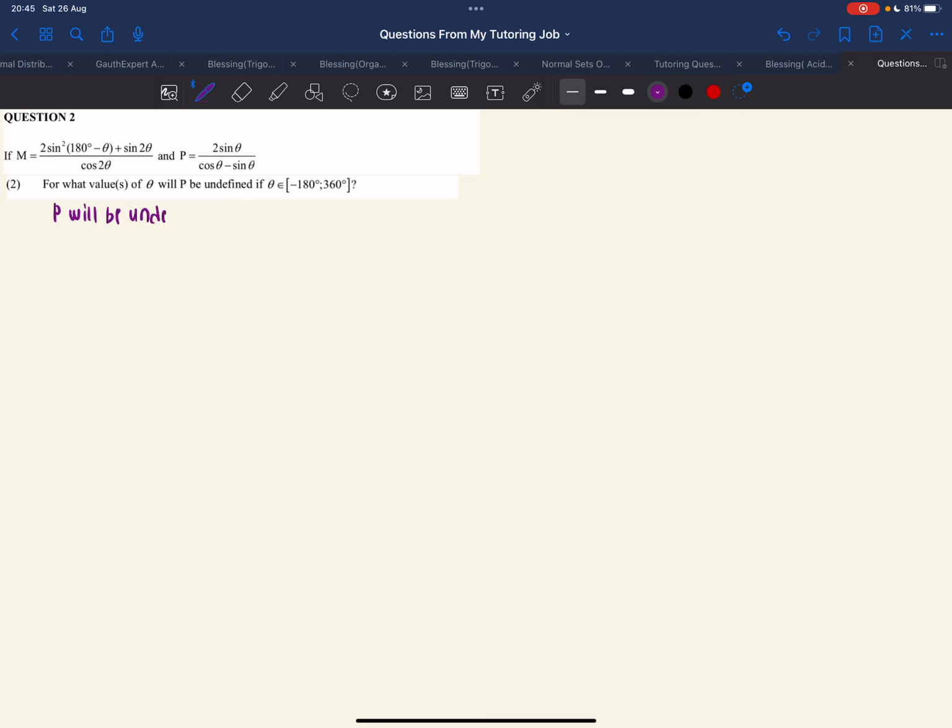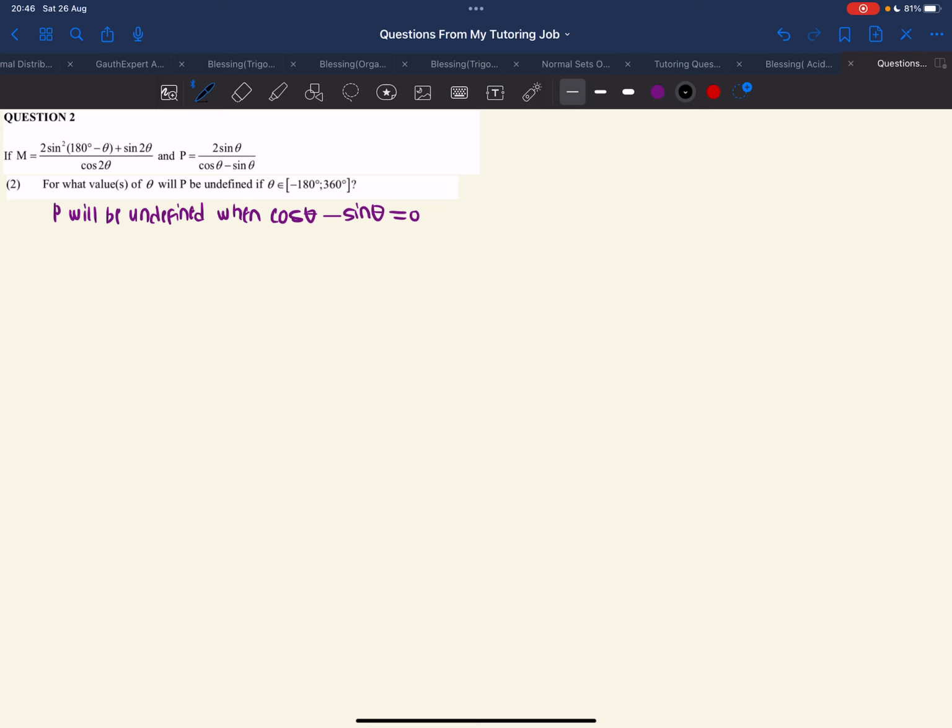undefined, right, when cos theta minus sine theta equals 0. Because remember, if that number there becomes 0, it's going to make the fraction undefined. Because remember, according to fractions, we can never divide by 0.